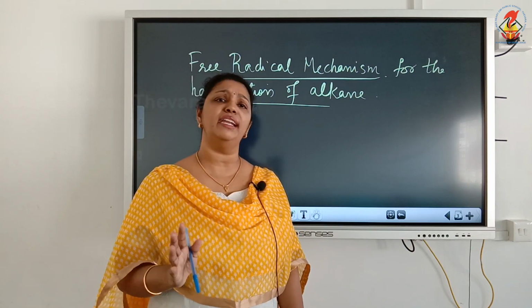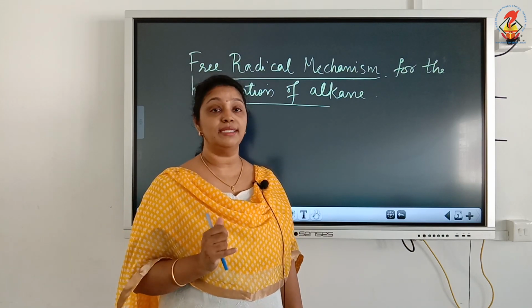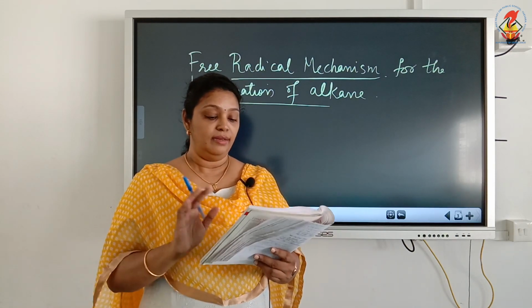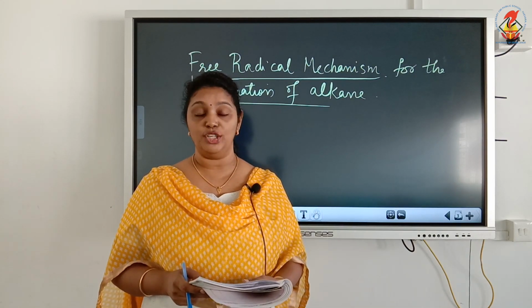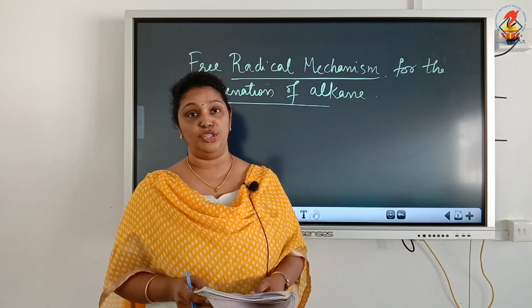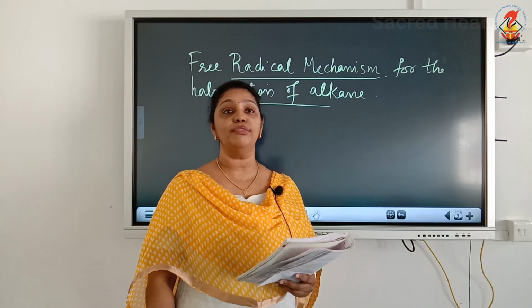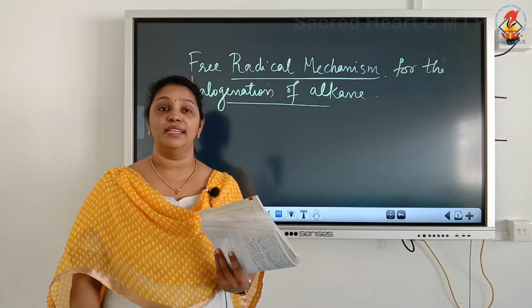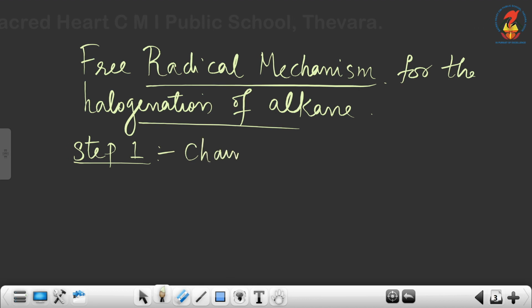So here we are going to discuss the free radical mechanism for the halogenation of alkane. And any free radical mechanism takes place in 3 steps. The first step is chain initiation. Second is chain propagation. Third is chain termination. So we are going to write the mechanism for the formation of the substituted product, that is the halogenation of alkane. So step 1 is chain initiation.